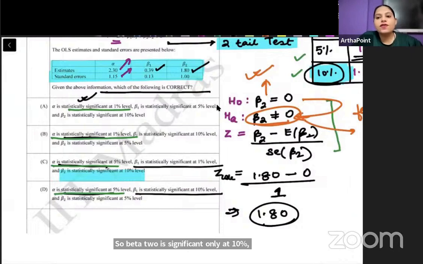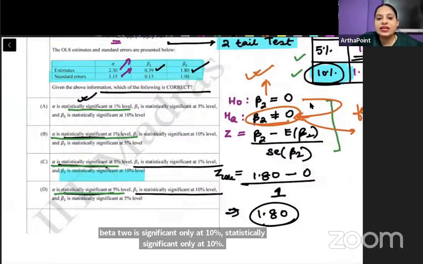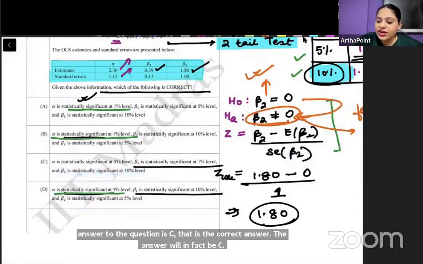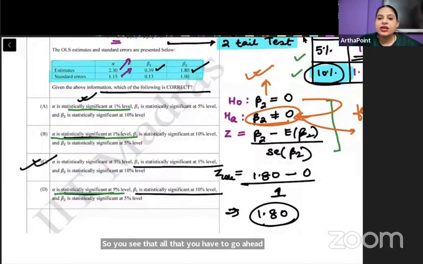So yes, all of you are correct. Whoever said that the answer to the question is C, that is the correct answer. The answer will in fact be C. So all that you have to understand here is how to do basic hypothesis testing.